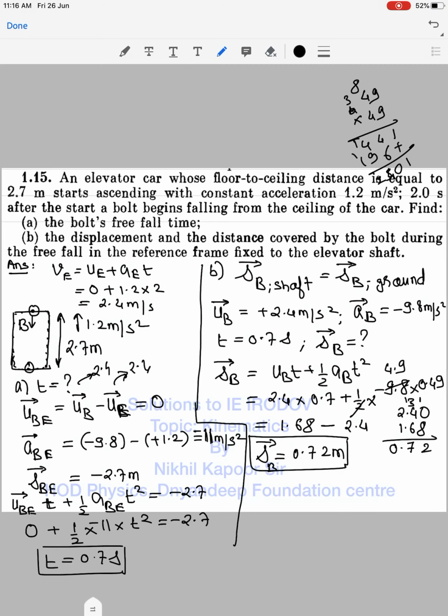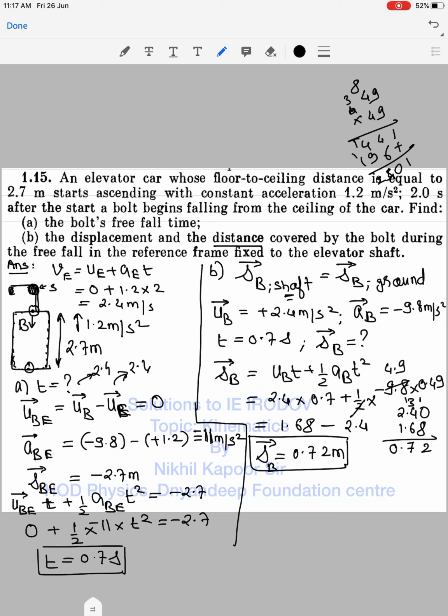Most of the students get confused with the shaft and take it as with respect to elevator. Remember one thing, shaft is at rest. This is the shaft, and through the shaft this is the string which pulls the elevator up and down. One end of the string is attached to elevator and the other end is attached to a weight, and the shaft remains at rest. So whenever it is said with respect to shaft, it is with respect to ground. Now let's do the next part.